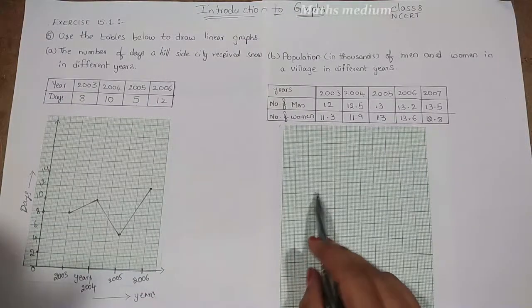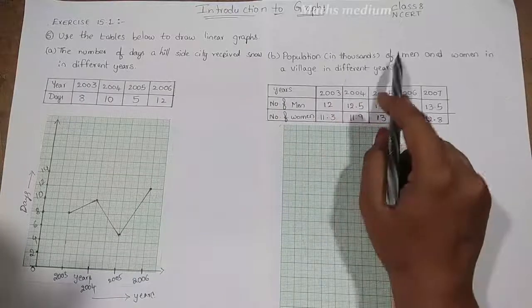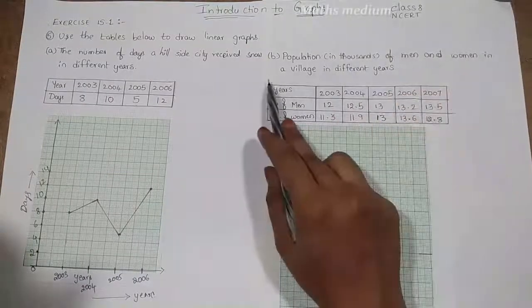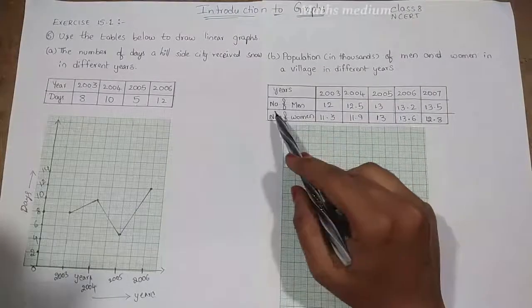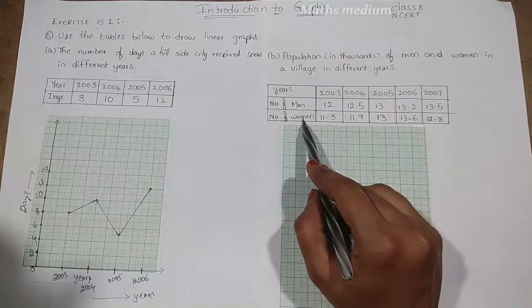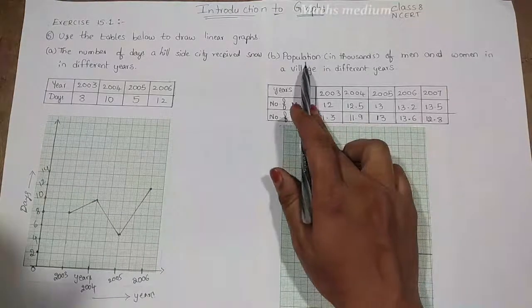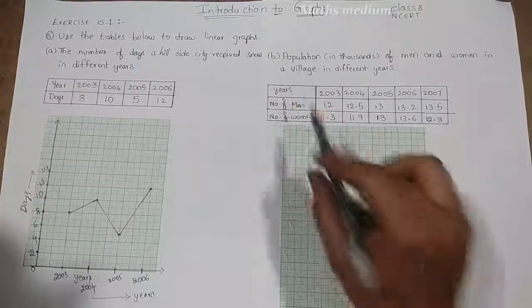Next, coming to question number B, population in thousands of men and women in a village in different years. So here, for population, we are getting two graphs. See, years are common, but the number of men and the number of women differ. We have to represent the population, number of men and number of women. So let's start representing this.